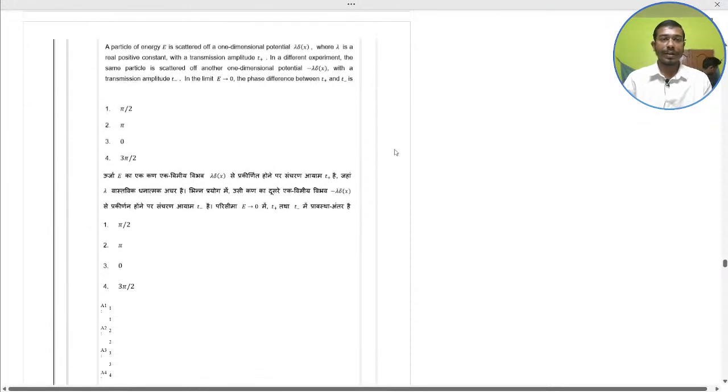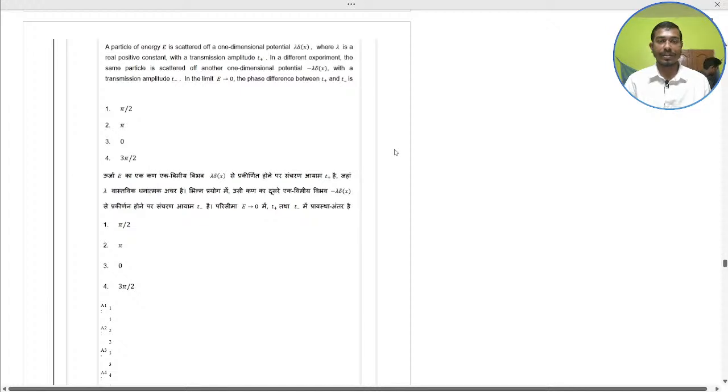A particle of energy E is scattered off a one-dimensional potential lambda delta x, where lambda is a real positive constant, with a transmission amplitude t positive. In a different experiment, the same particle is scattered off another one-dimensional potential minus lambda delta x with a transmission amplitude t negative. First one is t positive and next one is t negative. In the limit E tends to 0, the phase difference between t positive and t negative is what?